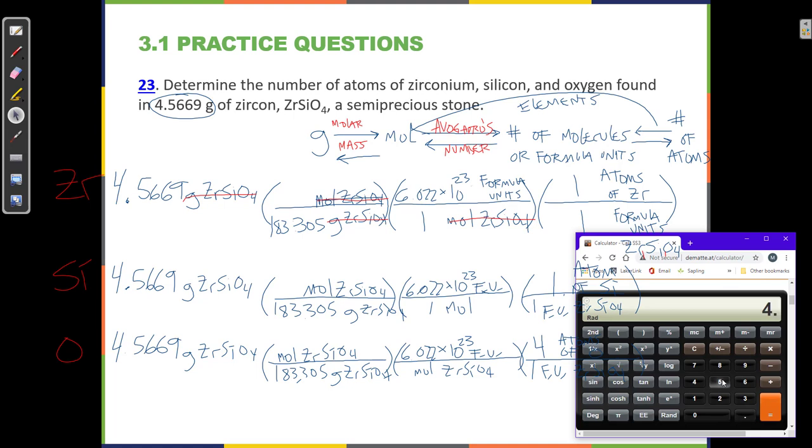So we start with 4.5669 divided by 183.305. So this tells me the number of moles, 0.025 moles. Now I multiply by Avogadro's number. And now I have formula units. I've gone from grams to moles, 0.025 moles. Multiply by Avogadro's number, and now I have formula units, 1.5 times 10 to the 22 formula units. And now I multiply by 1, and that tells me how many atoms of zircon I have. So 1.5 times 10 to the 22 atoms of zircon.